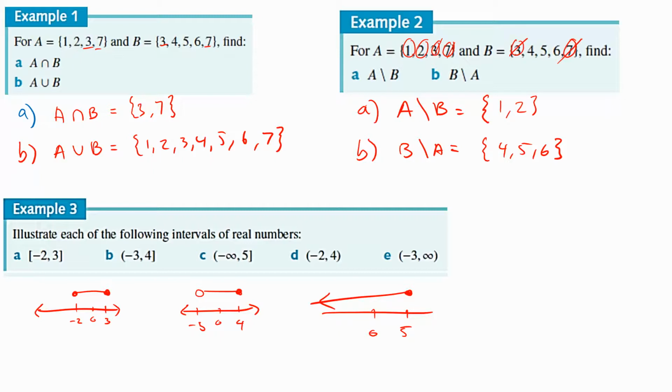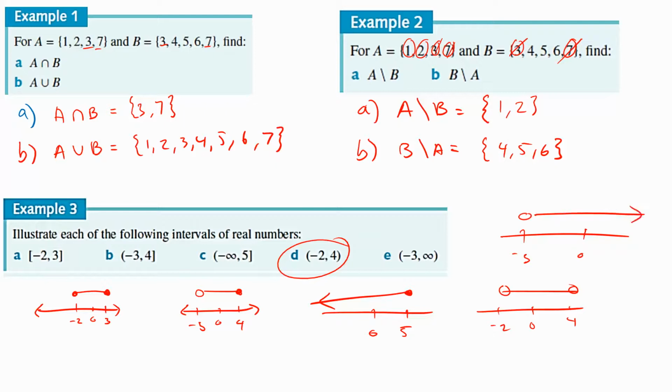Okay, show them which direction it includes all the way. Okay, and I'll do D, which is exclusive. So -2, 0, 4, non-inclusive, non-inclusive, and there you go. Okay, and the last one's obviously -3, 0, non-inclusive, infinity.